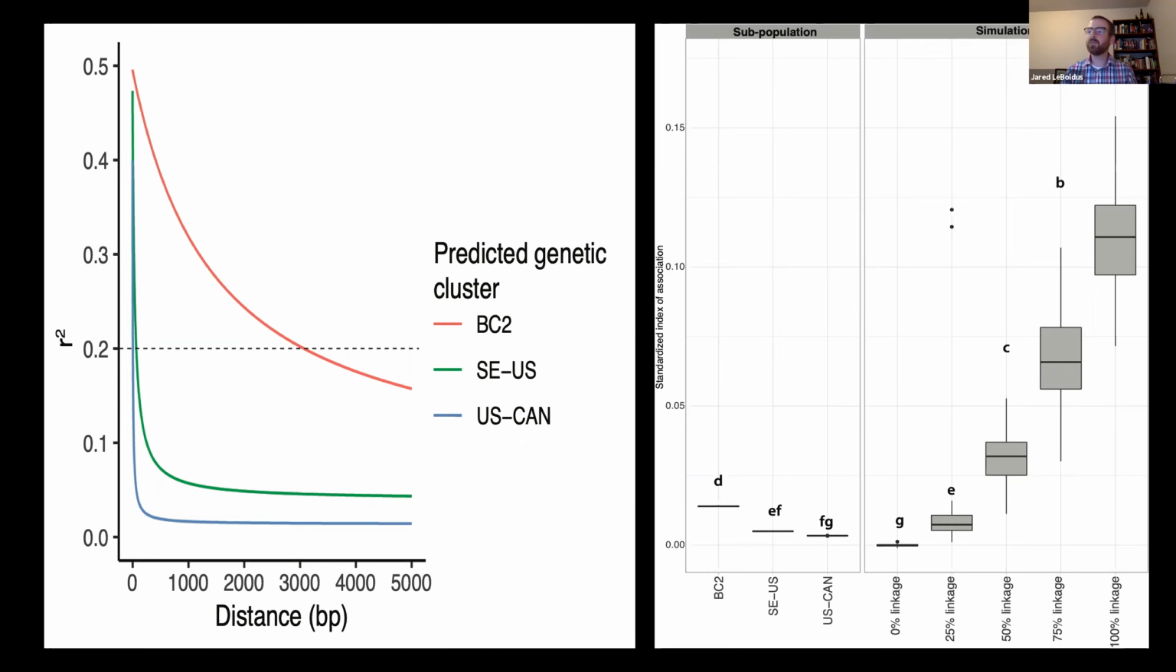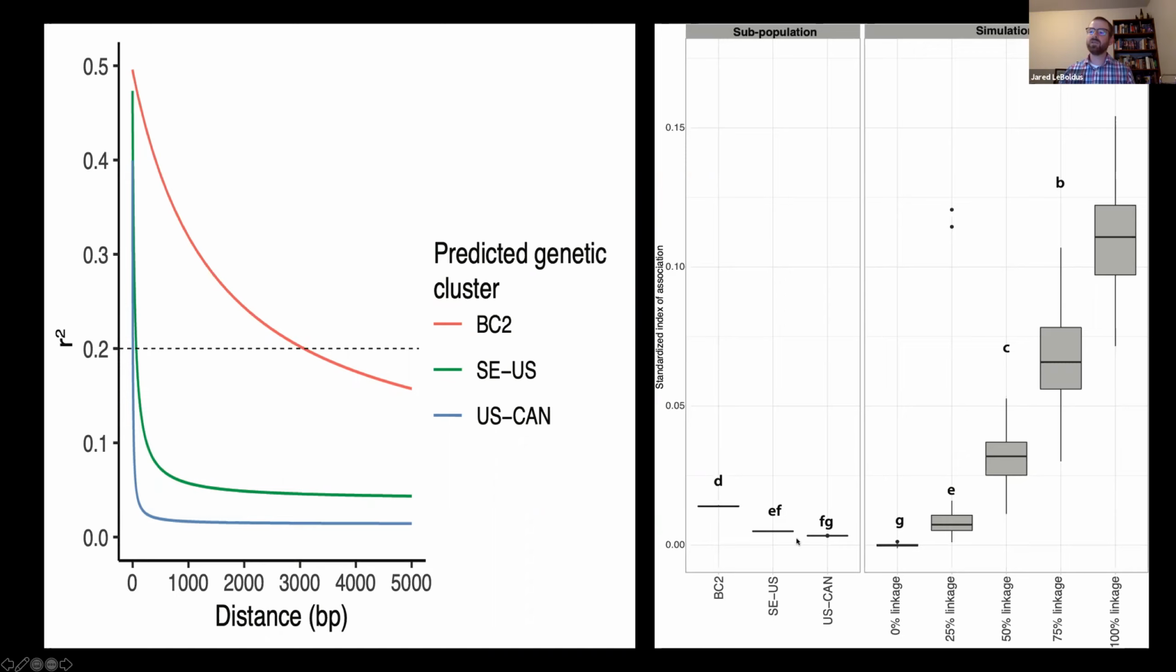The second figure that I want to show you here is basically a simulation. The idea is that we can compare the index of association, so how tightly linked two different positions are in the genome of an organism, to a simulated situation. So here we have D, E, F, and FG indicated. That's BC2, Southeastern US, and the US-Canada population.